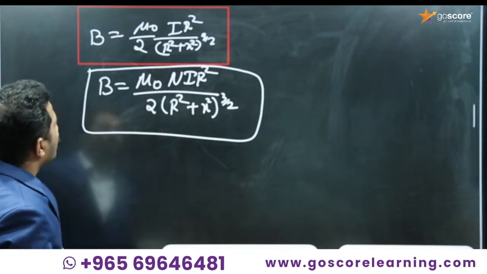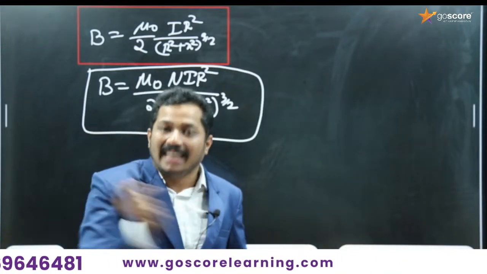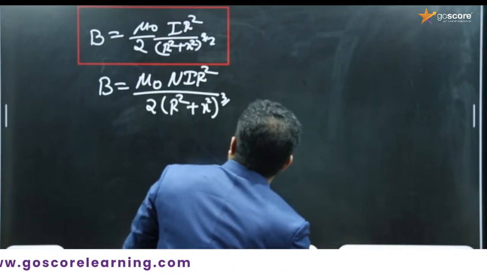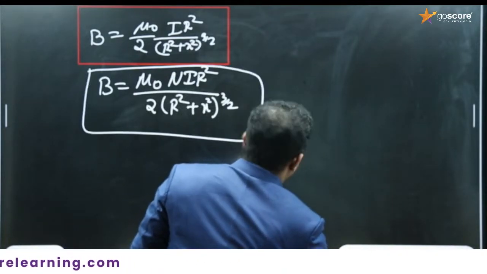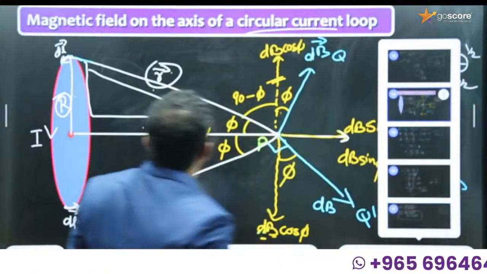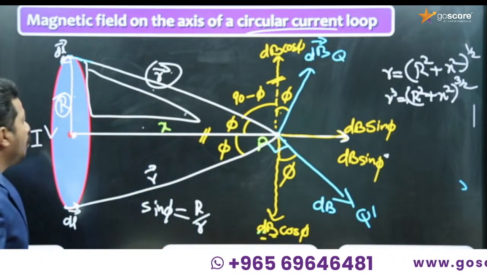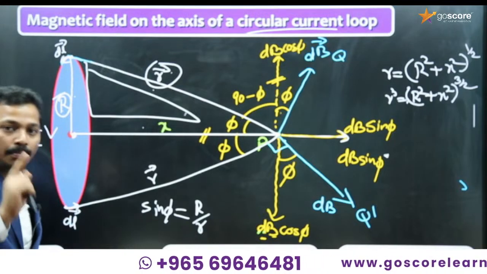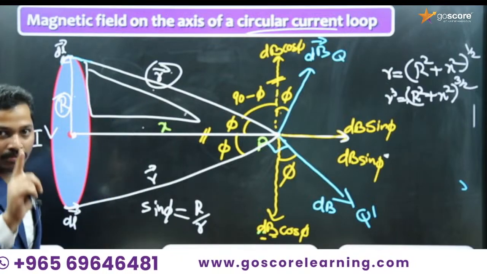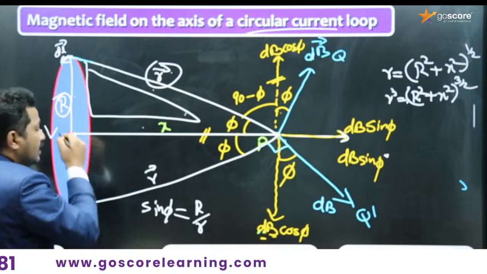Okay, so what is the magnitude of the magnetic field at the center of the circular current loop? The center is also a point on the axis, right? So here we have the diagram. If this P is considered at the center, what will be 0? Is r 0? No, the radius will be there, r is not equal to 0. Only x becomes 0, right? Since P is at the center, x will be 0.